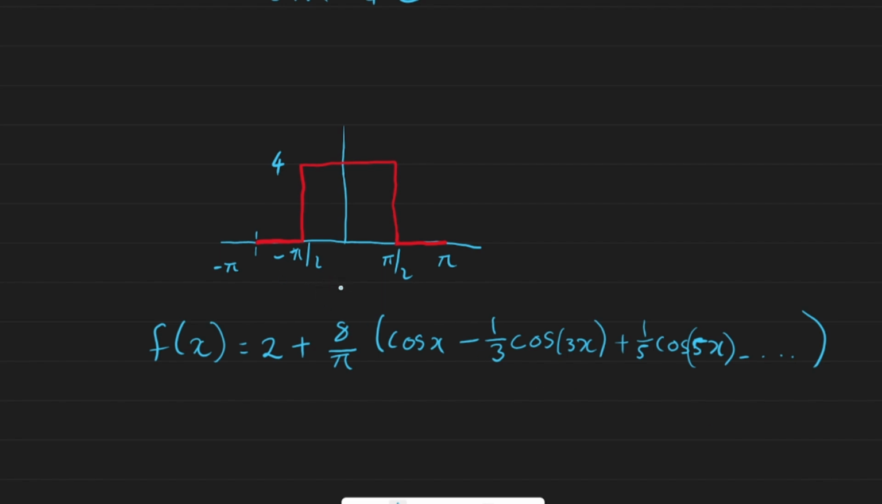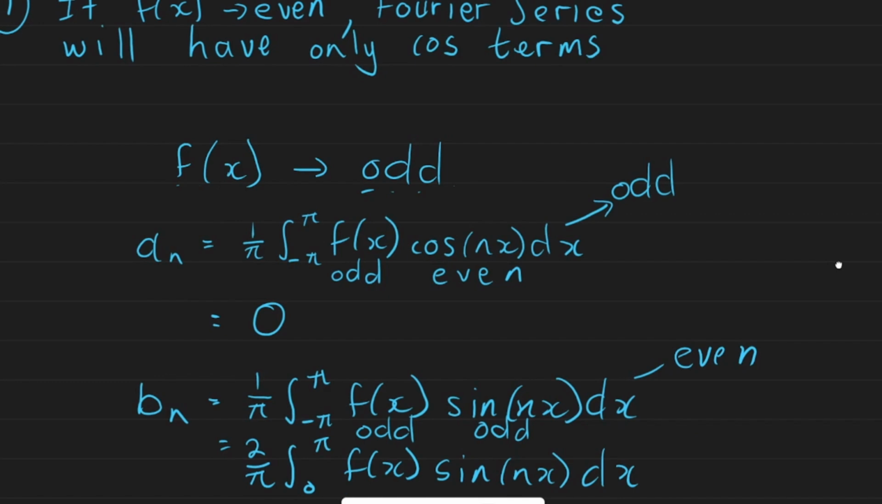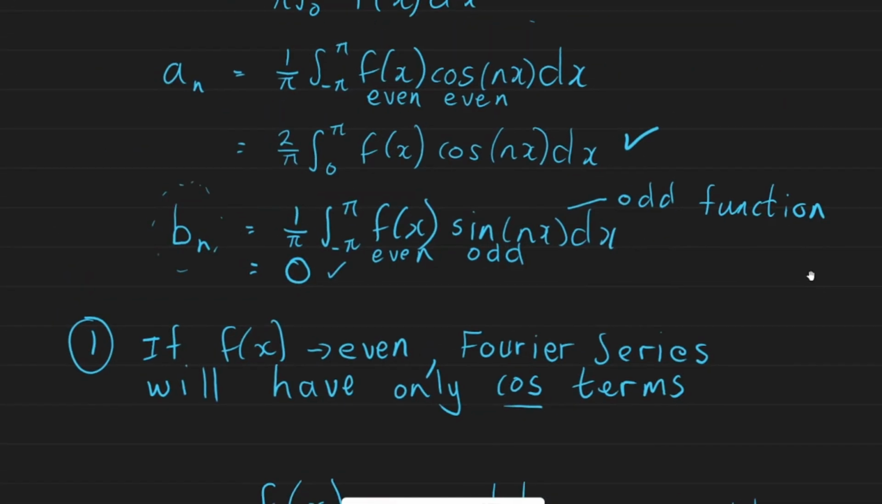If we look at this function, we can ask ourselves, is this an odd or even function? Well, we know that even functions are symmetrical about the y-axis. If we put a mirror on the y-axis, what we see on the left-hand side, we'll see on the right-hand side. And what did we say in terms of our facts? The first fact was that if f of x is even, we will have only cos terms, so we only need to evaluate the coefficient an.